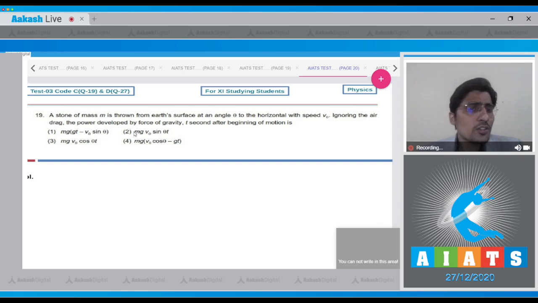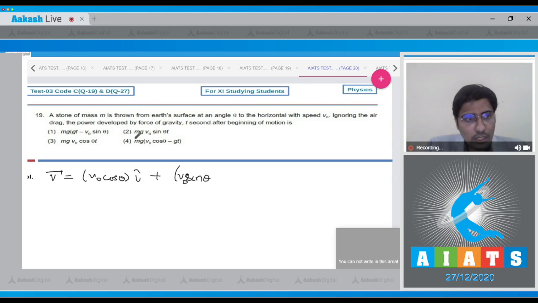Question 19 says a stone of mass m is thrown from Earth's surface at an angle theta to the horizontal with the speed v0. Ignoring the air drag, the power developed by the force of gravity t seconds after the beginning of motion is. Student, at t seconds the velocity can be written as the horizontal velocity v0 cos theta i cap, as it remains constant, plus vertical velocity (v0 sin theta minus gt) j cap.